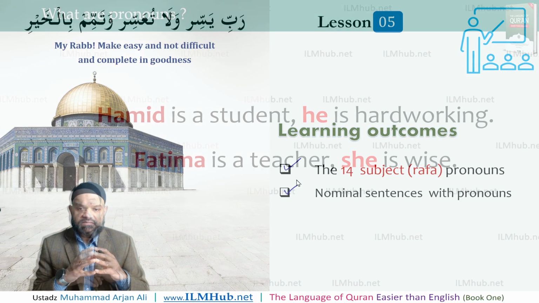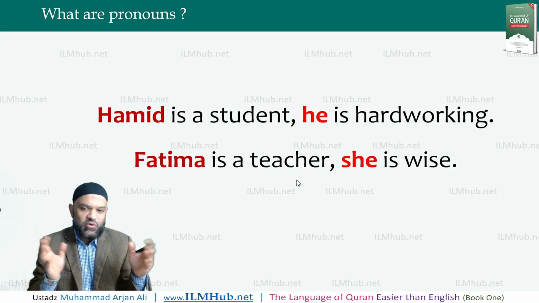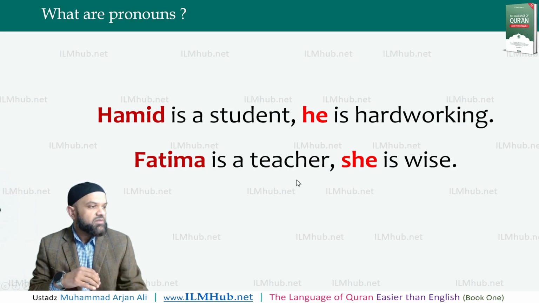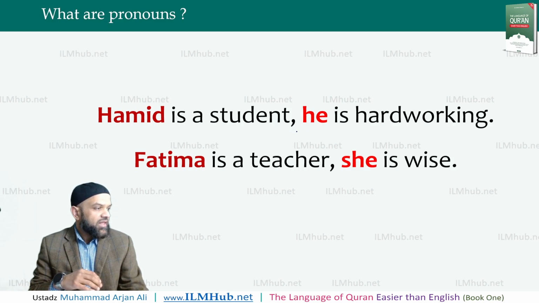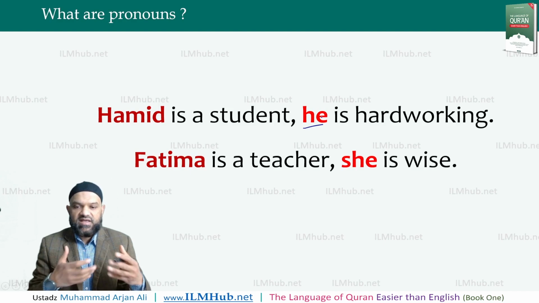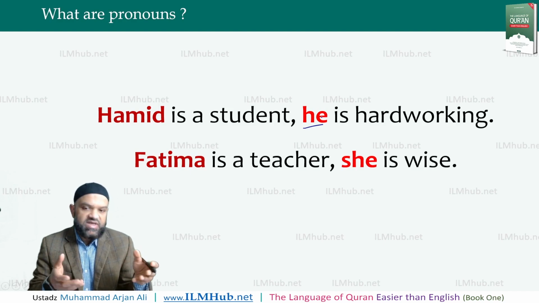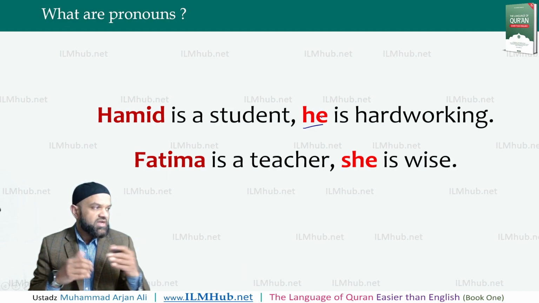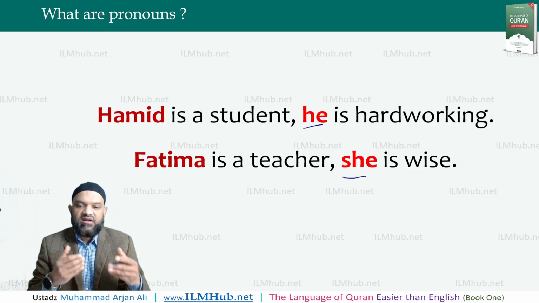Bismillahir Rahmanir Rahim. What are pronouns? I'm sure we all know them, that we use them in English all the time. When I say in English, Hamid is a student, and then I use the pronoun he, that saves me repeating Hamid again and again. So pronouns are used instead of a noun. So here Hamid is a proper noun, Hamid is a student, he is hardworking. Of course, for female, in English we use she. So the example here, Fatima is a teacher, she is wise.